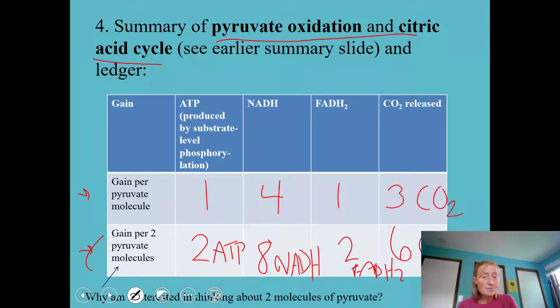All right? So we've made some good things. 2 ATP, 8 NADH, and 2 FADH2. We're ready to use the NADH and the FADH2 that we made in the next step of cellular respiration called oxidative phosphorylation. We'll see you there.